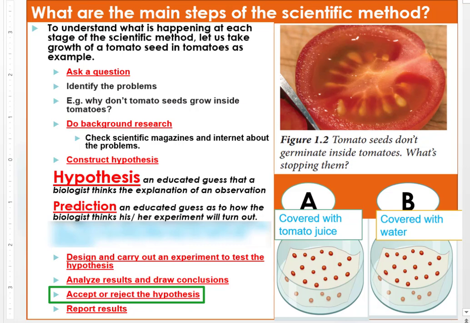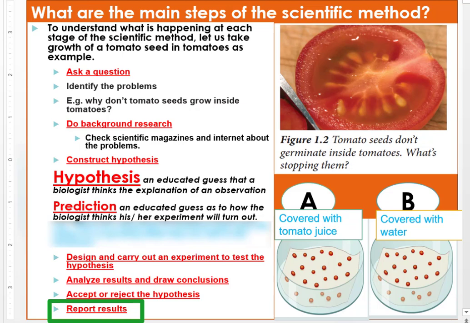So in this case, it seems as if the hypothesis is along the right lines. The tomato juice will only contain chemicals but not cells, and it does reduce the amount of germination. So we accept the hypothesis. Lastly, we have to report the results to the concerned body and leave our research work to others for further work.